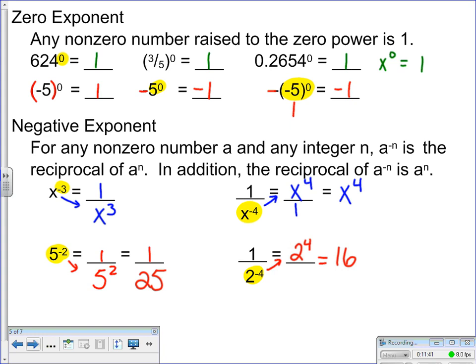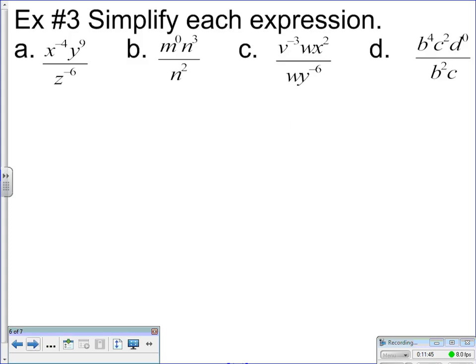All right, the last slide has got a few examples for you to try. So I'd like you to subtract exponents. That's the first thing we learned. I'd like you to get rid of any zero exponents. And I'd like you to make sure that all of your answers have positive exponents, not negative. So take a minute or two and work out these 4 problems.